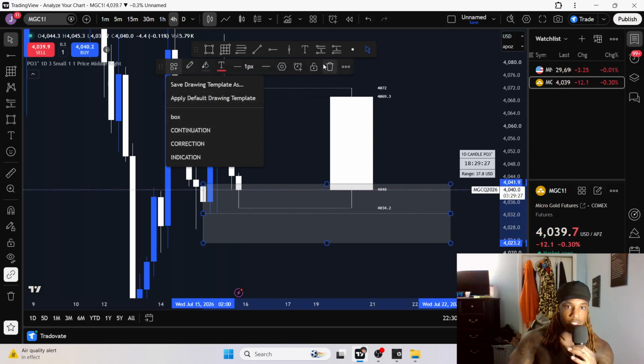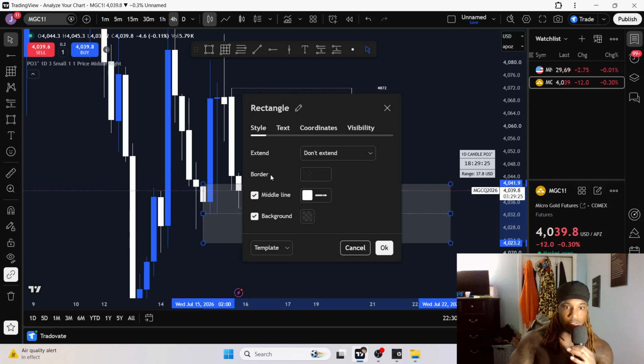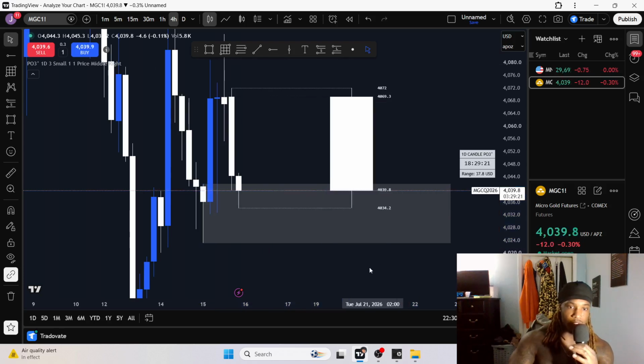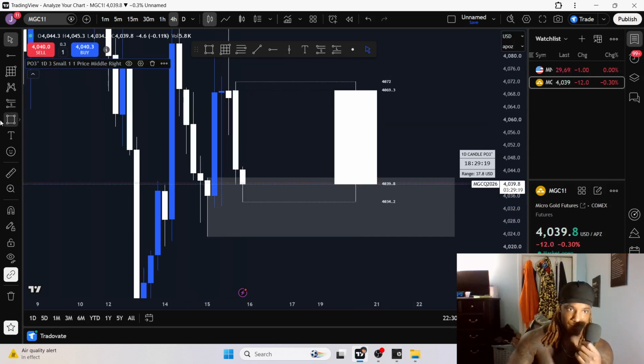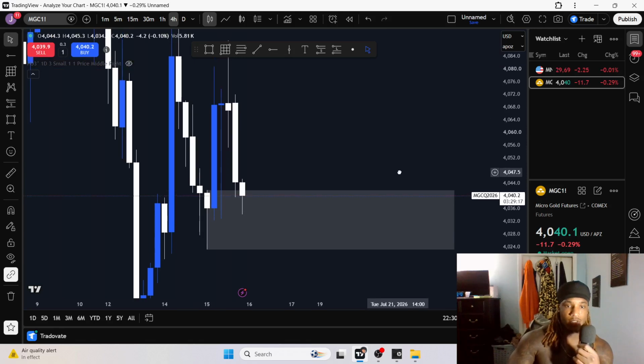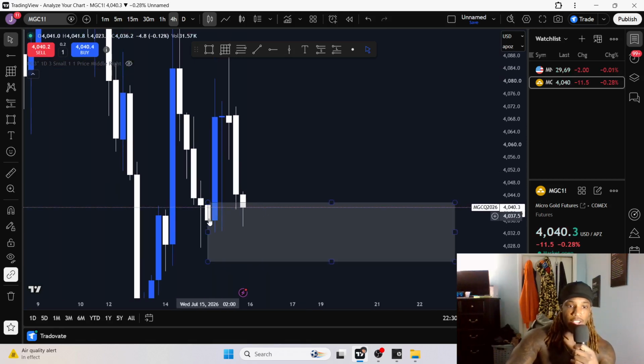Oh my gosh, it didn't transfer over. Middle line, take this off. Okay, boom. And take this off as well. So we have an order block on the 4 hour time frame that we just tapped into.